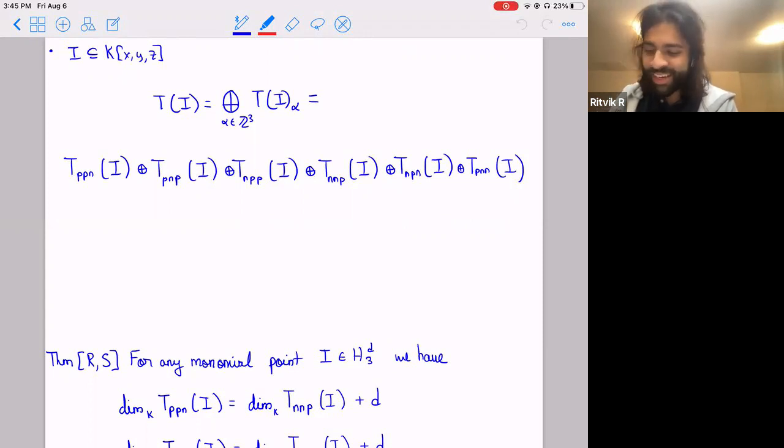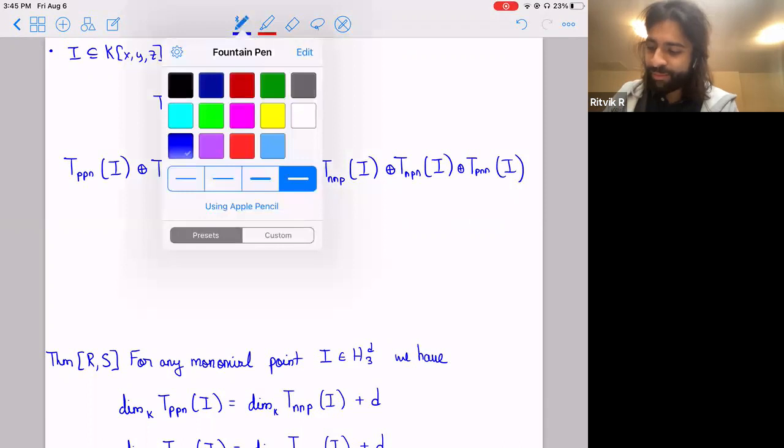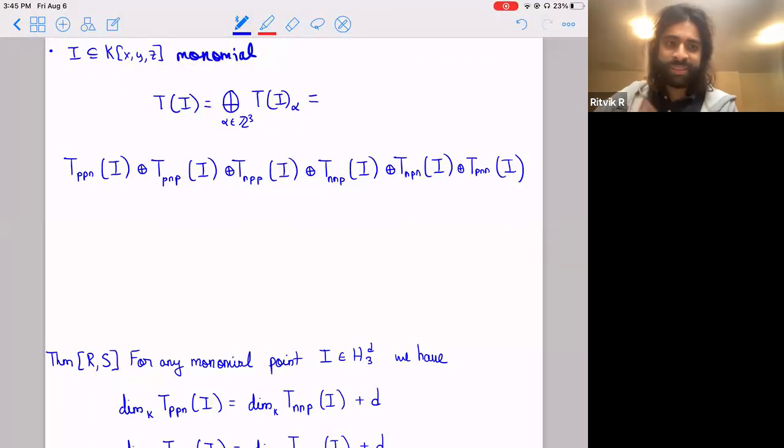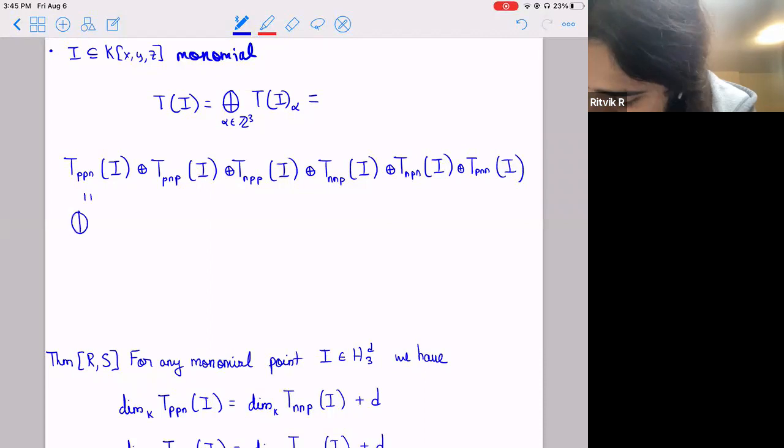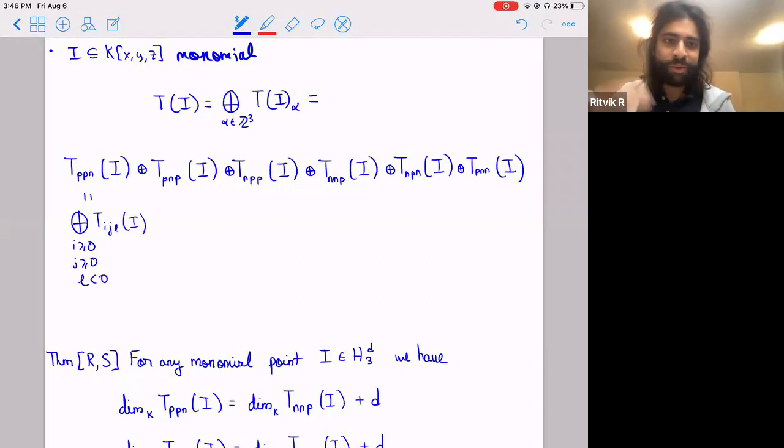So here, take an ideal in three variables. As I mentioned previously, and this is monomial, there's a Z3 grading on this. And similar to the previous one, I can decompose this in terms of the signs of each degree. So PPN will be the direct sum of T_{i,j,l}, where i is non-negative, j is non-negative, l is negative. Okay, so P, P, and N, so non-negative, non-negative, negative.